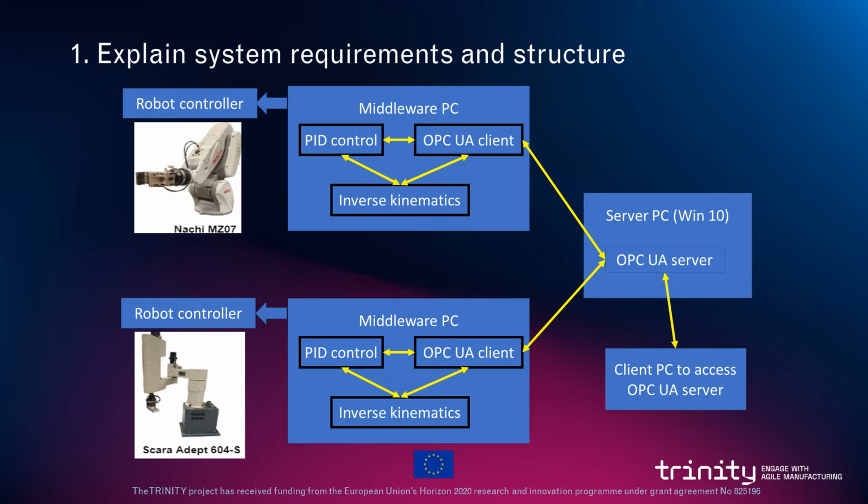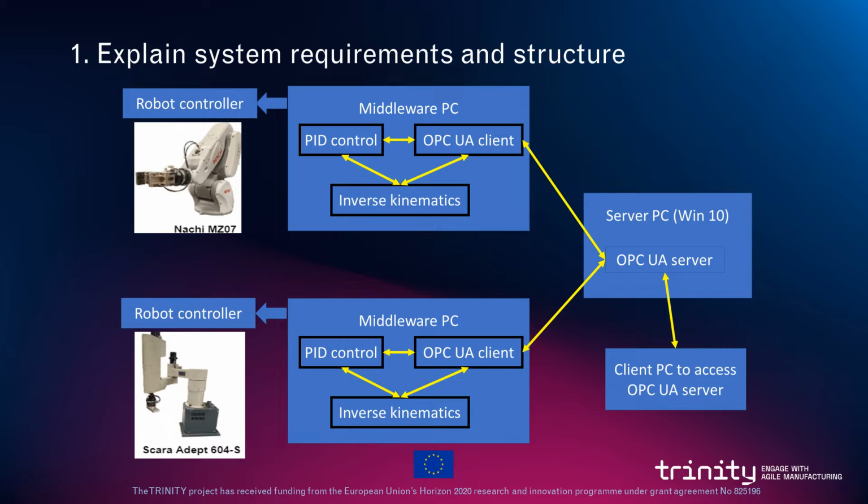The system can connect with multiple robots. Here I take two robots as the example in this picture. One robot is a standard 6-axis Nachi robot, and another one is a 4-axis SCARA robot. But in the following videos, I will mainly show you the Nachi robot.